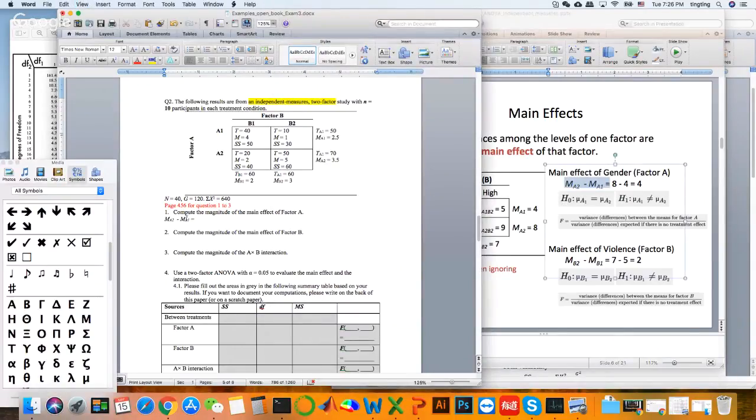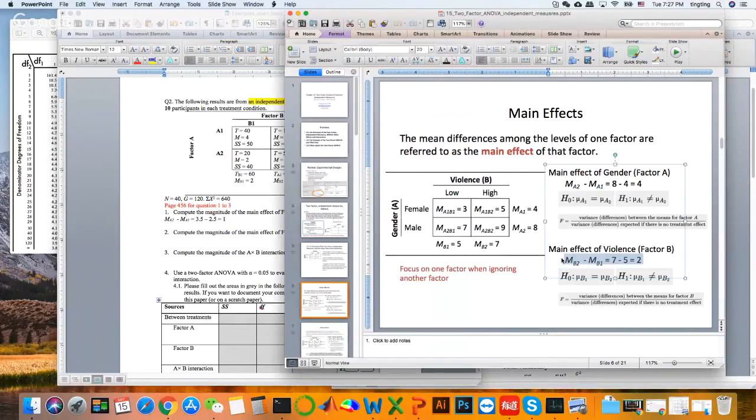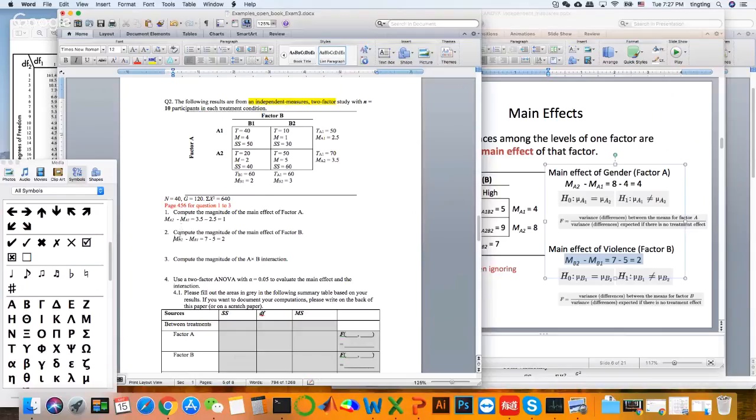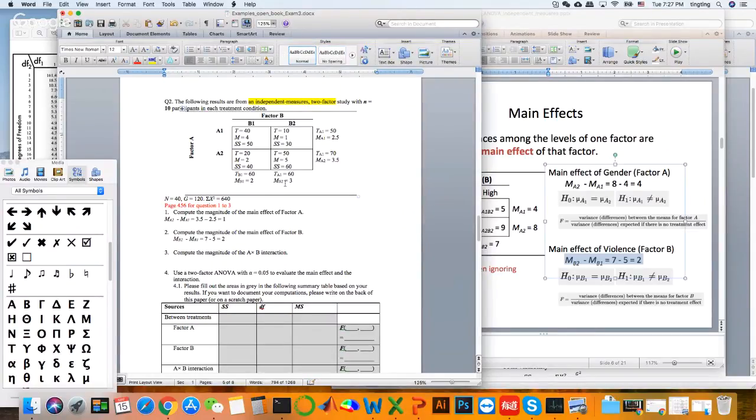It means the magnitude of the main effect of factor A. Actually, the main effect is the difference, right? Factor A is the difference between rows when ignoring factor B. So it's the difference between these two means, which is 1 point. The main effect of factor B: B2 minus B1 equals 3 minus 2 equals 1.